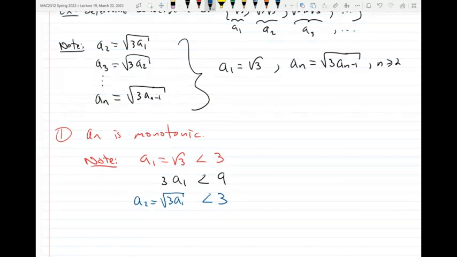So when n is equal to 1, my term is less than 3. I just did this now to reassure this. When n is equal to 2, I also get that it's less than 3. Now I'm going to try to argue that no matter what n is, it will be less than 3, so I'm going to use induction.